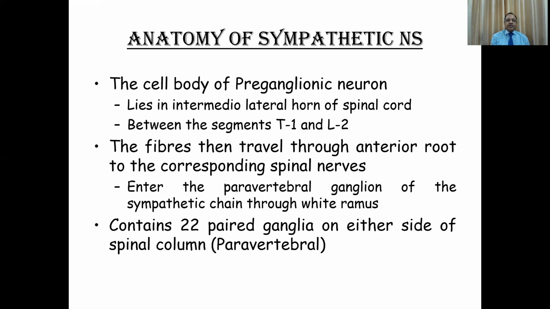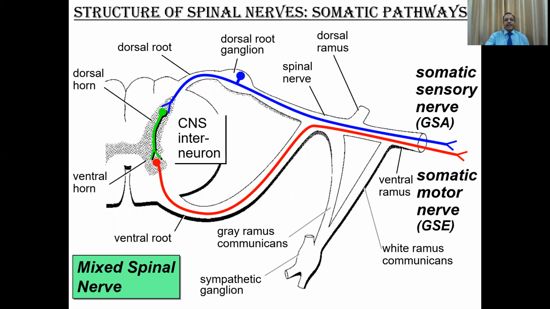There are 22 pairs of these ganglia on either side of the spinal column. And here is a picture. I'll draw your attention to the same spinal nerve. Now this is where the preganglionic fiber of the sympathetic nervous system originates, and it traverses through the ventral root, and then through the white rami it reaches the sympathetic ganglion.